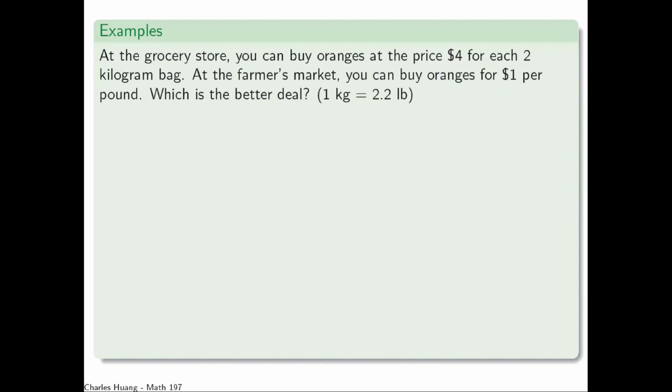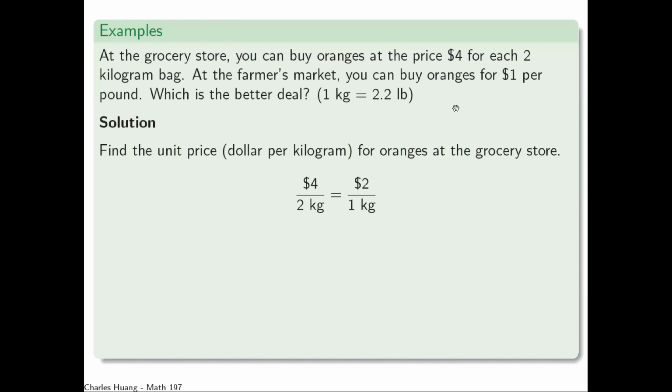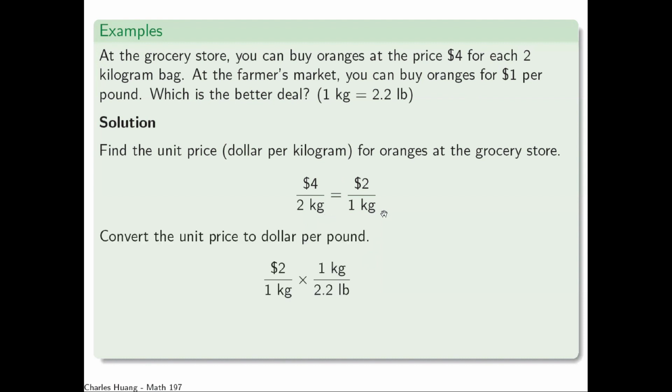So you can pause and you can give it a try. And here we'll show you how it's done. So first, if I look at the grocery store, we pay $4 for 2 kilograms. So we will just divide to find the price. Once I divide, that will give me $2 per kilogram.